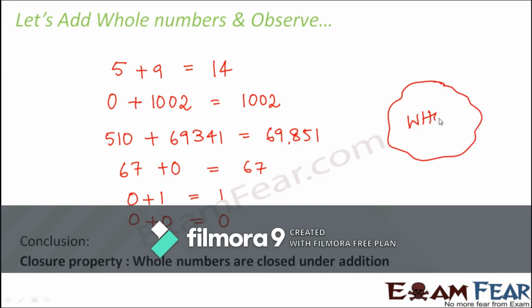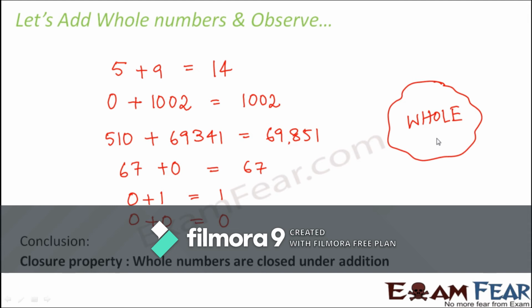So if this is the community of whole numbers, when they are added amongst themselves, they still are whole numbers. So they are still closed within their community. So that is what is meant by closure property. Now this closure property is true for addition, because when we add whole numbers, we get whole numbers.